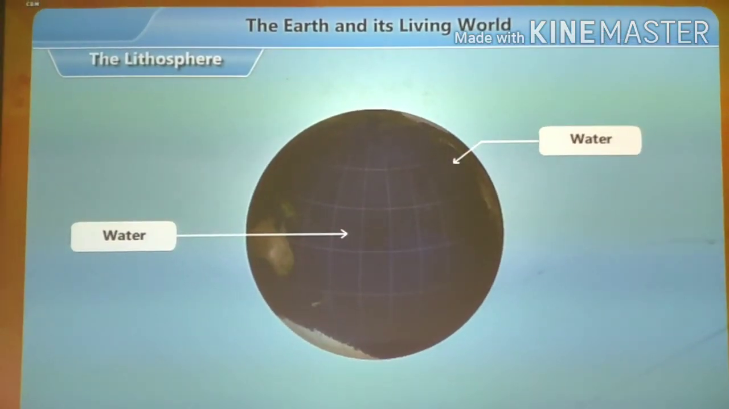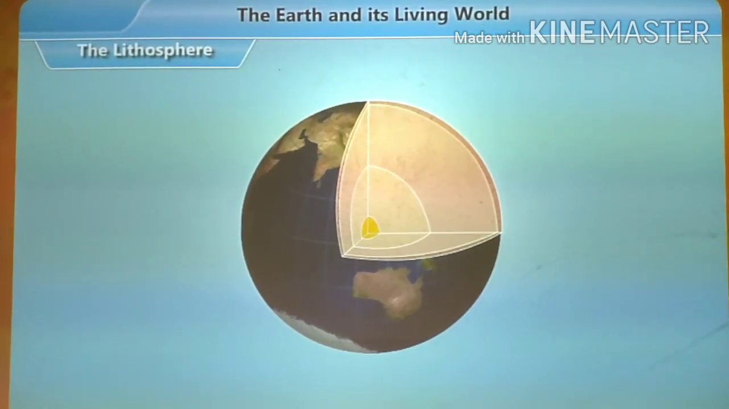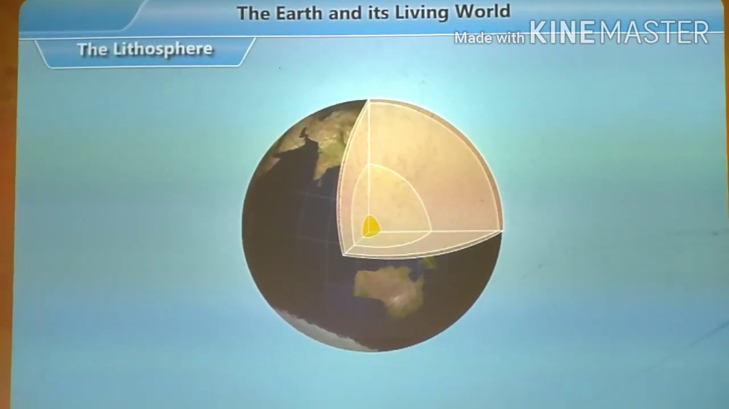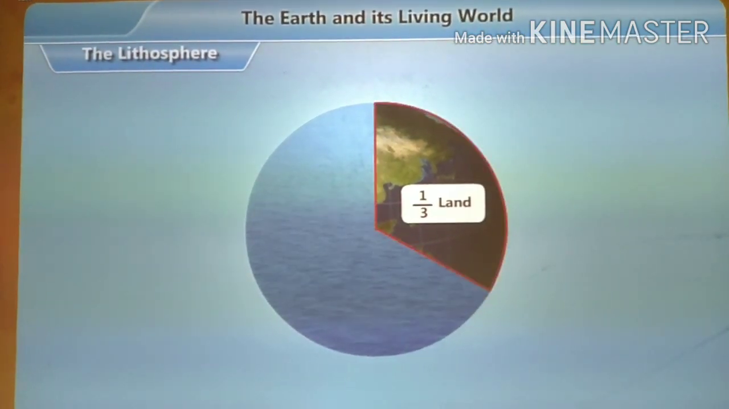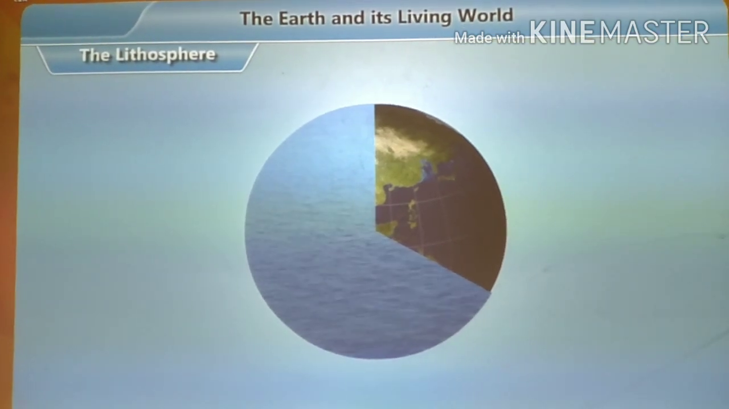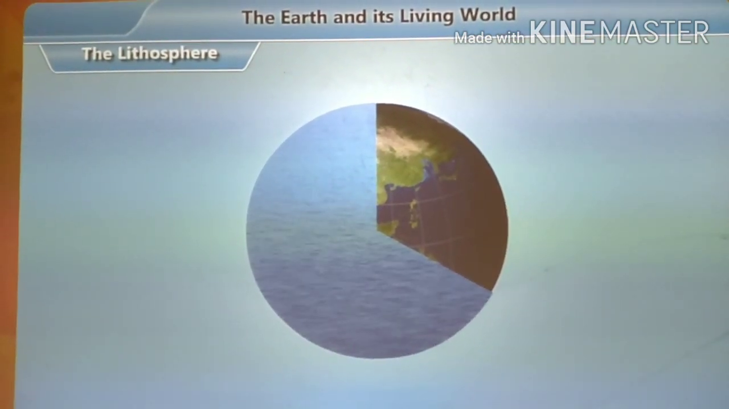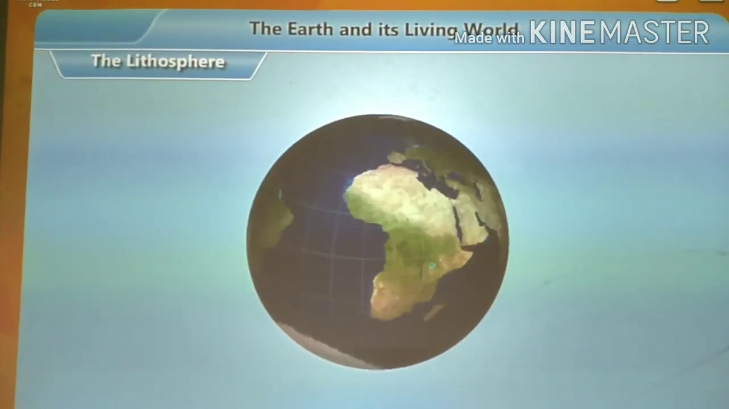Much of the Earth's surface is occupied by water. The lithosphere extends under the Earth's surface water too. About 1/3 of the surface of the Earth consists of land. A vast continuous stretch of land is called a continent. The land of Earth is divided into 7 continents.